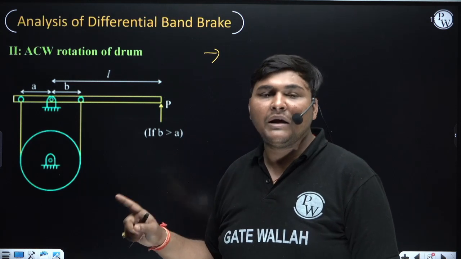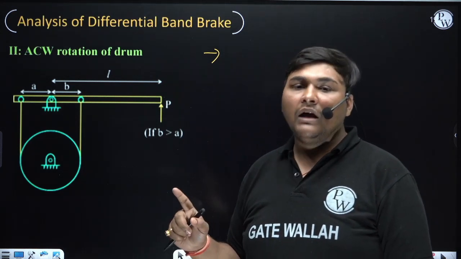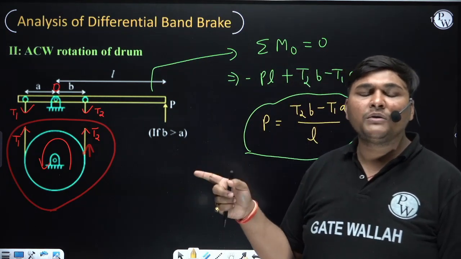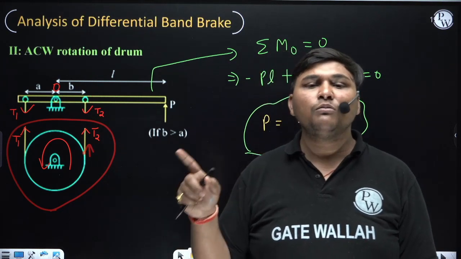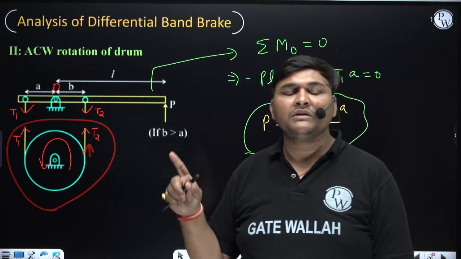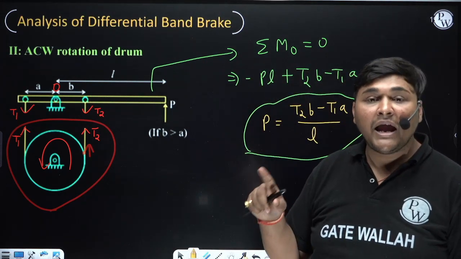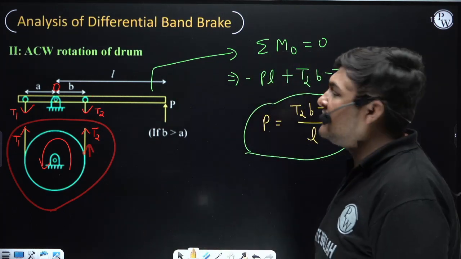Whatever you need to remember, I will explain separately. Like you can remember this. See the direction of moment of effort P about O, the direction of moment of tension T1 about O, the direction of moment of tension T2 about O. If the direction of moment of tension T2 and effort P is the same, then it will be self-energizing due to T2. If the direction of moment of tension T1 and effort P is the same, then it will be self-energizing due to T1. That I will explain here also.